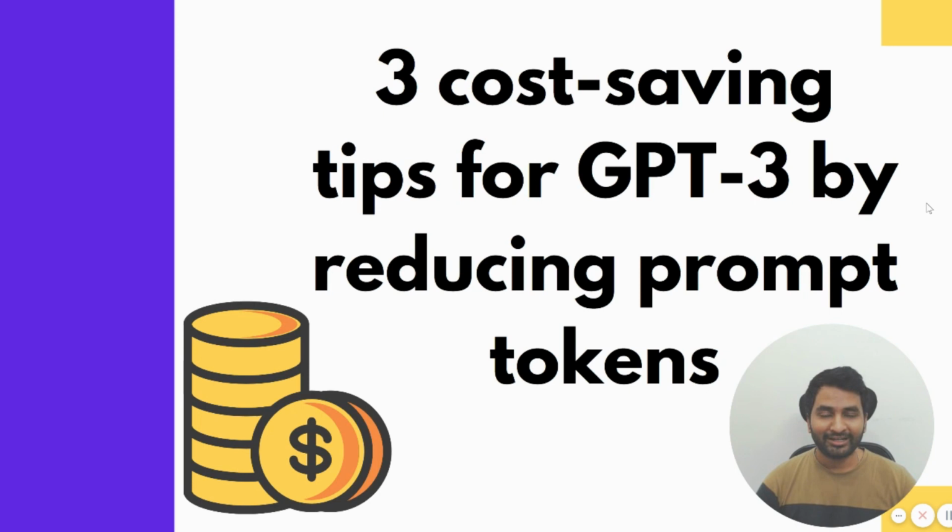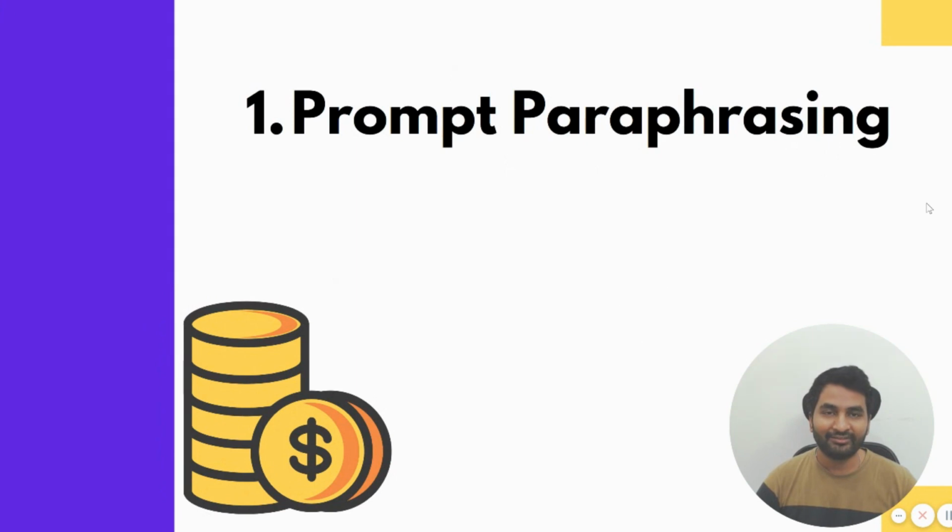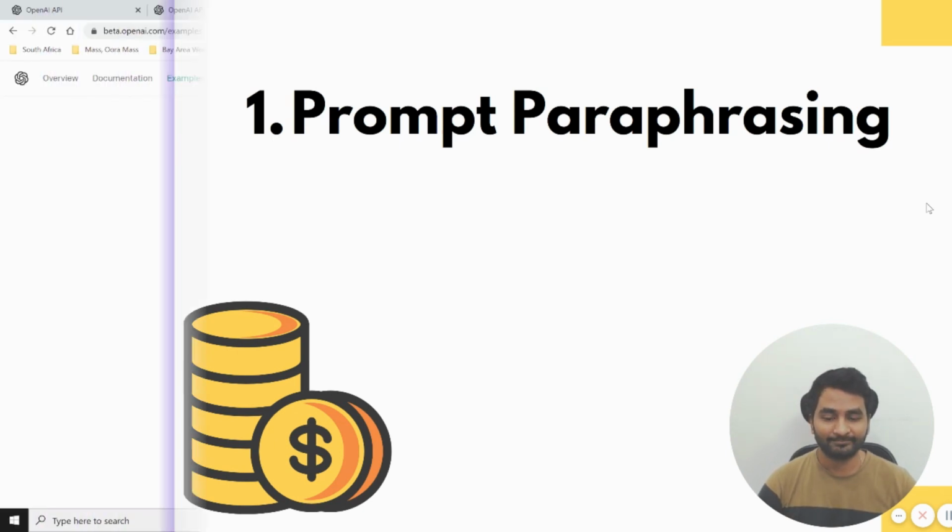Hello everyone, welcome to today's video about 3 cost saving tips for GPT-3 by reducing prompt tokens. And the first cost saving tip is actually prompt paraphrasing. Once we have designed a prompt, we'll see how we can paraphrase the prompt to get a lower token prompt, which in turn gives us savings.